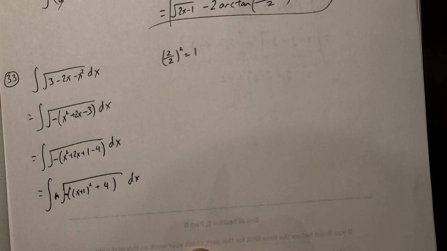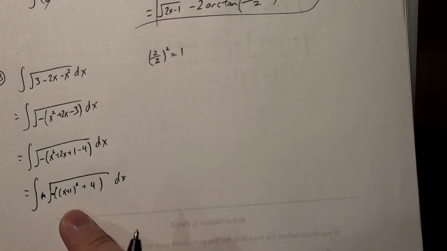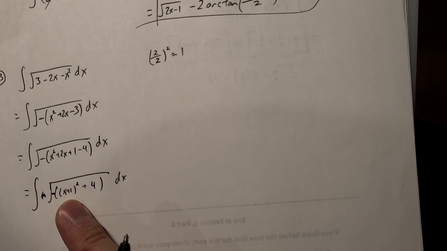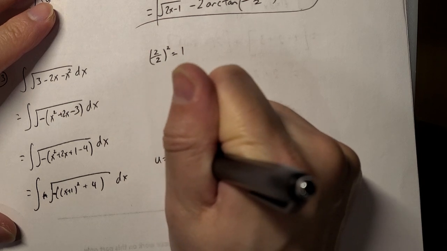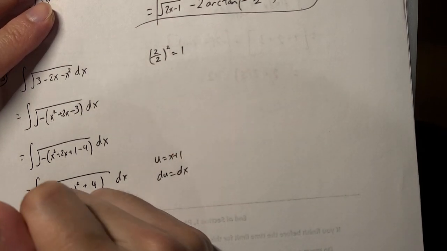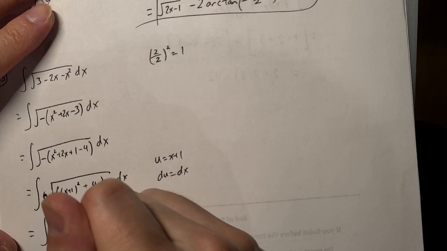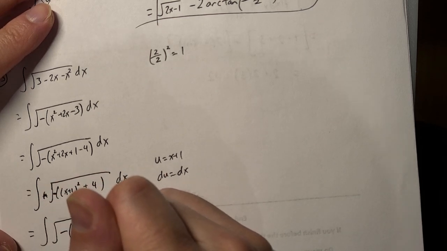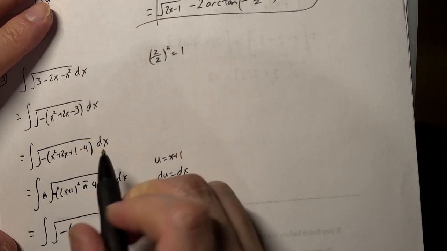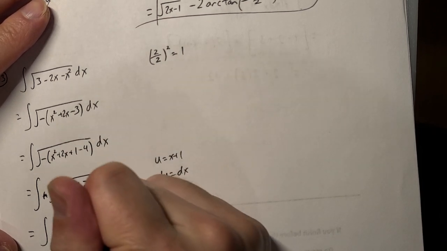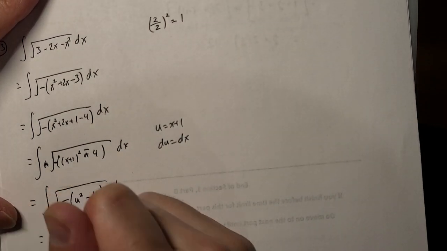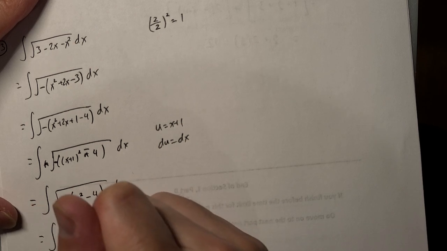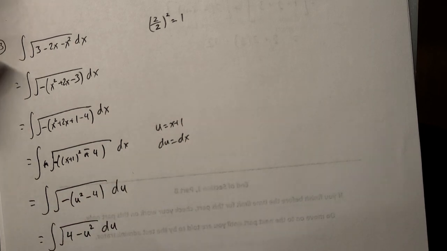Okay, so we can actually do a trig sub now. We can even do a substitution, let u be x plus 1 first to clean it up a little bit. But actually, yeah, let's do that. U is x plus 1. Du would be dx. This should be a minus, sorry, because there was a minus there. U squared minus 4 du. And let's make it a little nicer. Let's distribute back this negative sign. So it'll be 4 minus u squared du.